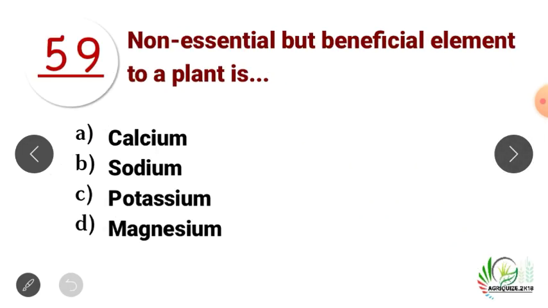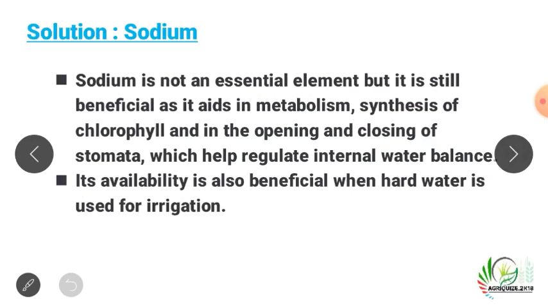Question number 59. Non-essential but beneficial element to plant is option B, sodium. Sodium is a non-essential but beneficial element to a plant. Sodium is not an essential element but is still beneficial as it aids in metabolism, synthesis of chlorophyll, opening and closing of stomata, which helps to regulate internal water balance. Its availability is also beneficial when hard water is used for irrigation.